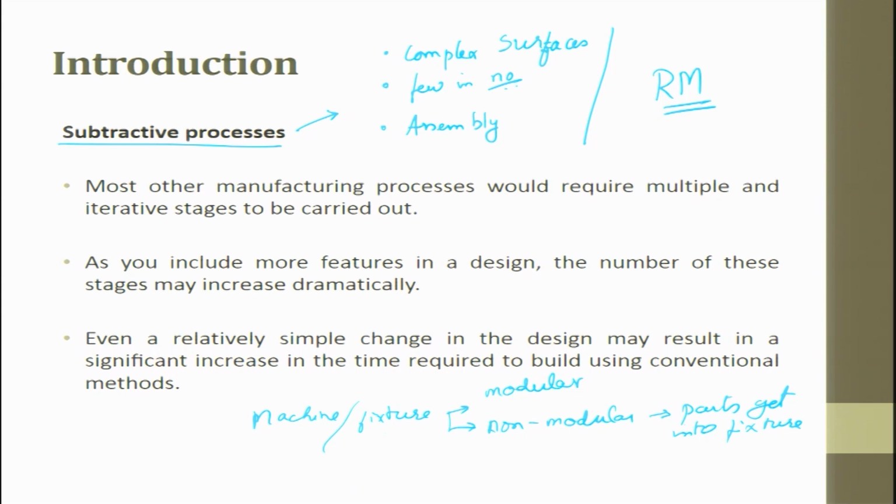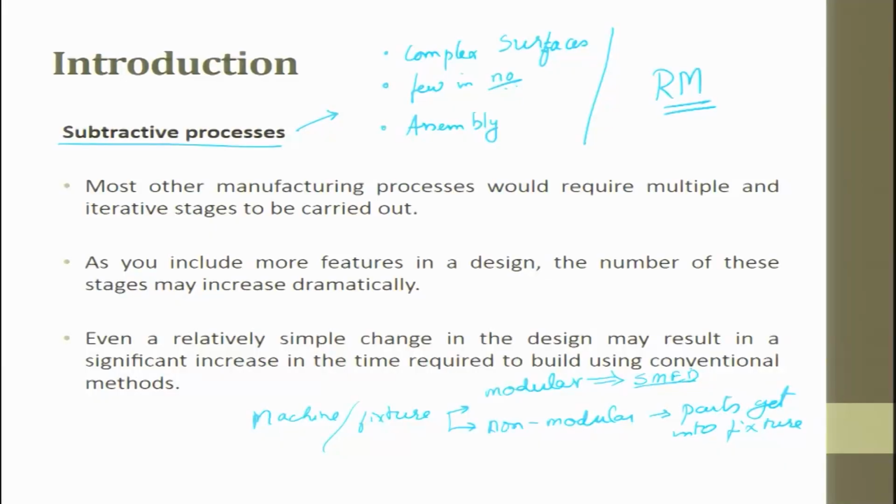If you follow the modular concept, it is quick. That is what people call, using modular concepts in metal forming, SMED, single minute exchange of dies. Single minute does not literally mean a single minute. The die is prepared outside, you just change it, push it into the machine. So, that concept is used. So, if you follow modular, it can be reduced. If you do not follow, you have to take a lot of time in fixing the parts which are required for the fixture.